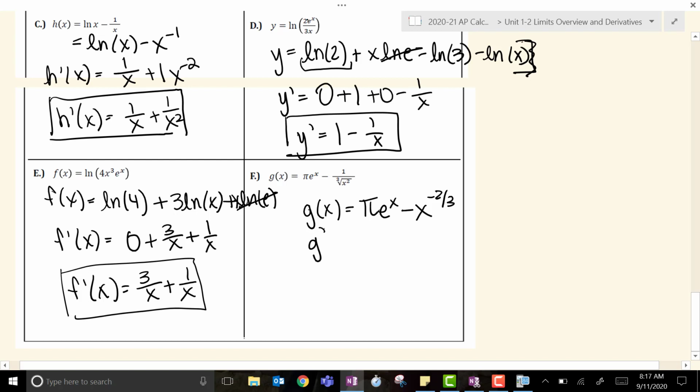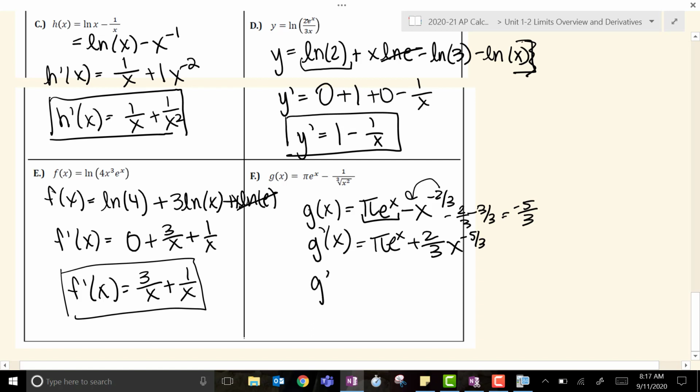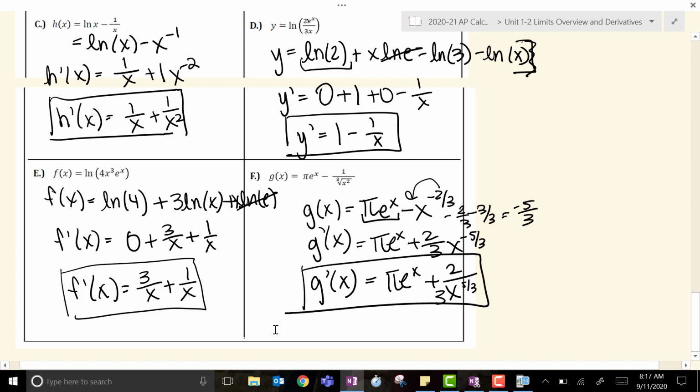When I derivate here, we run into our first really fun situation. The derivative of e to the x is just going to be e to the x. And then this next guy, that negative 2/3 gets multiplied, so we have a positive 2/3. And then remember, we're subtracting, so we're saying what's minus 3 over 3 from that negative 2/3. And then we get a negative 5 over 3. So we have x to the negative 5/3. When I rationalize that exponent, I get pi e to the x plus 2 over 3x to the 5/3. And you are done. Guys, I will see you on Monday, and we'll talk about this more.